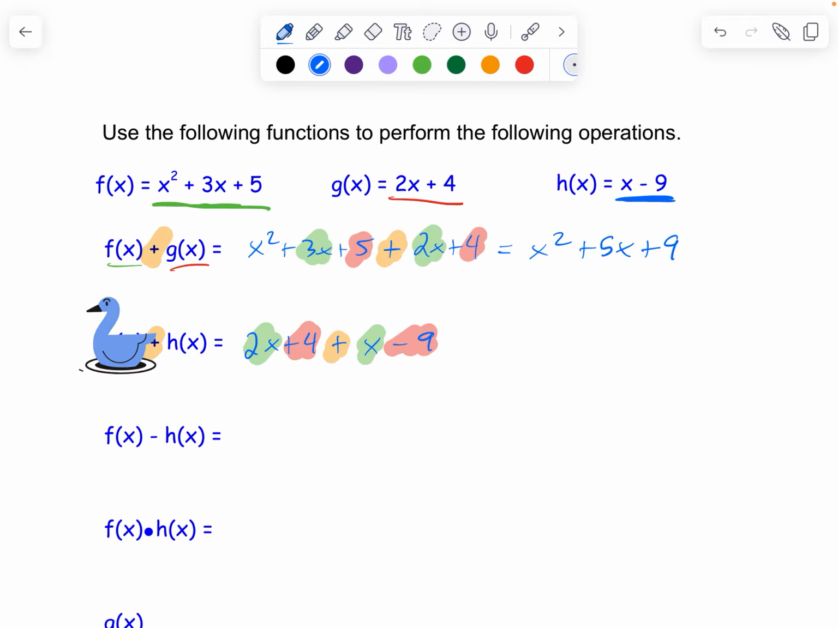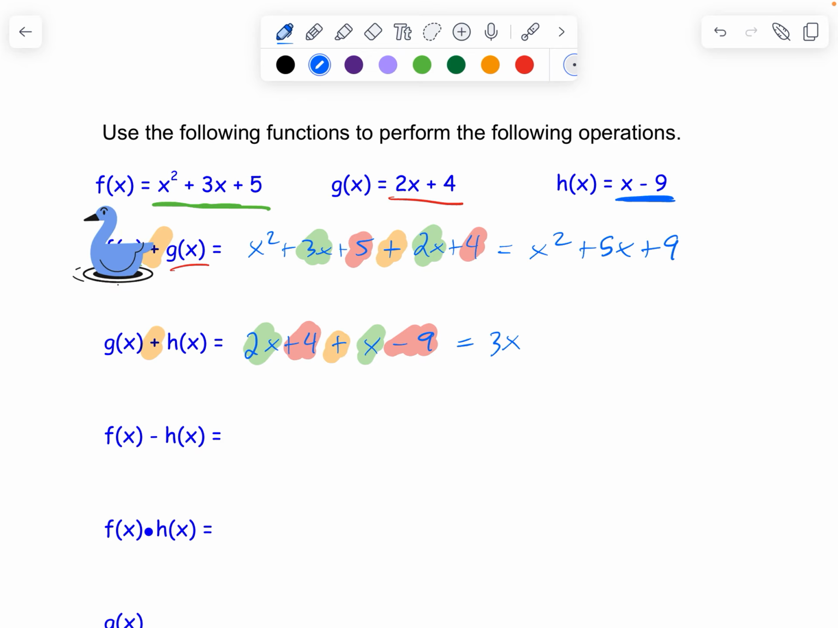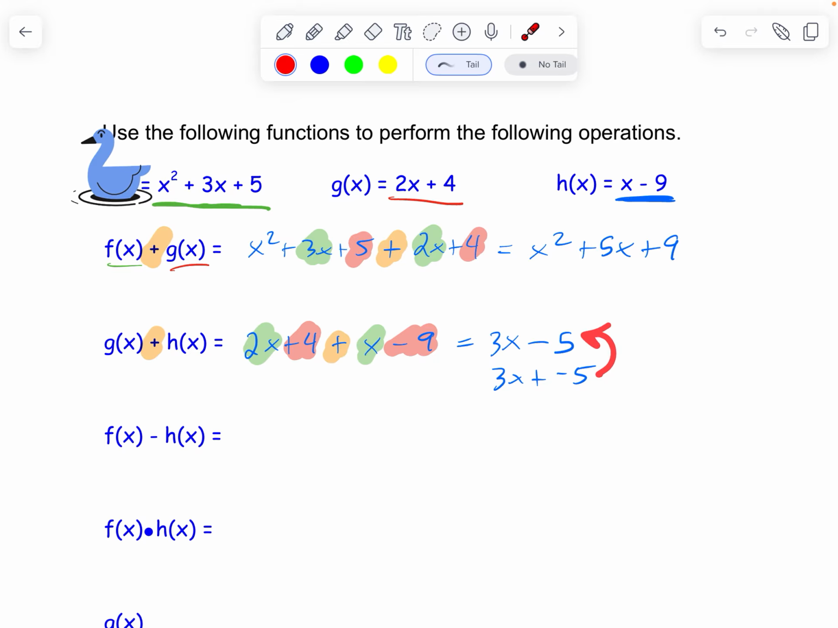So putting the green parts together is pretty straightforward. 2x plus x is 3x. Be careful here, it's plus 4 minus 9. It's really like 4 minus 9, which is negative 5 or minus 5. You could even write it as 3x plus negative 5. That is kind of a little bridge for you to get to here. This is the more accepted way to write the answer.